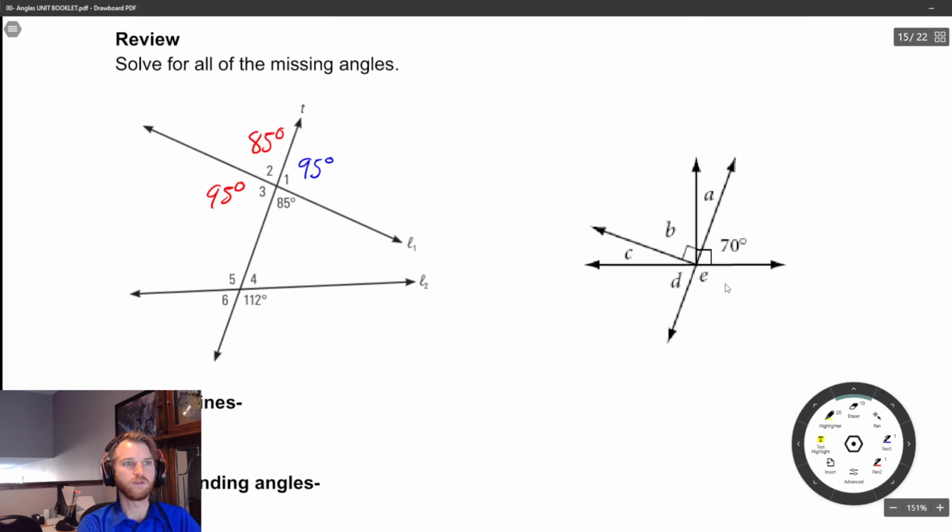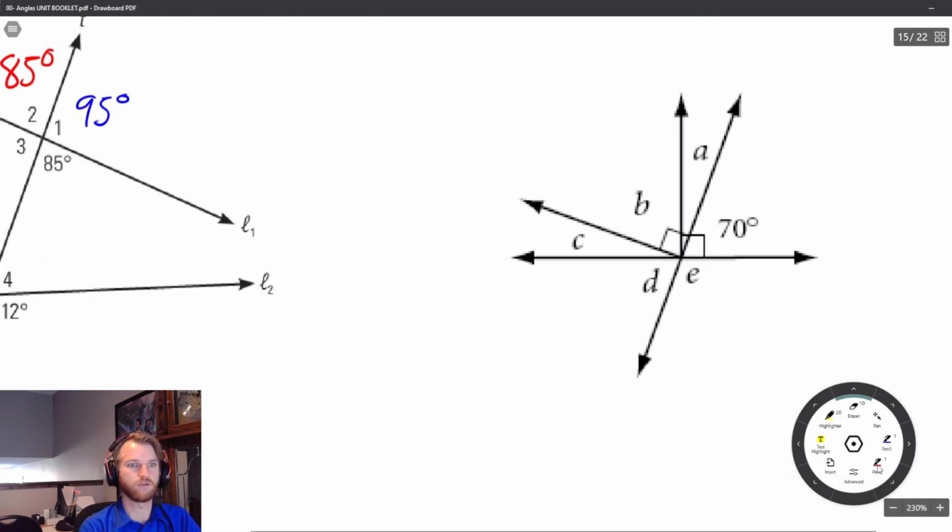This one's a little bit messier. This one uses 90-degree angles. This here is a 90-degree angle, so 70 and this together, and 20 would make a 90-degree angle. And then this one here is also a 90-degree angle. This one and this one have to add up to 90.